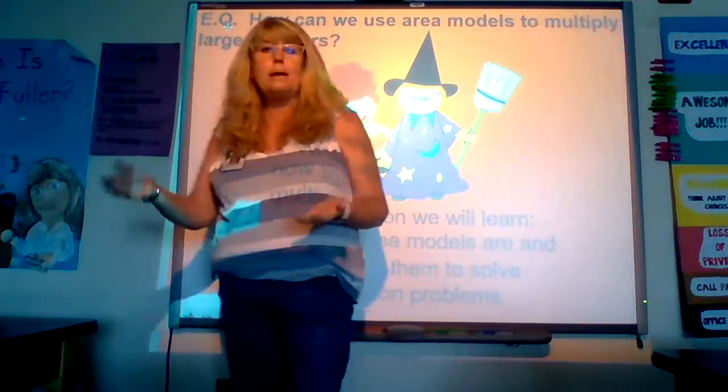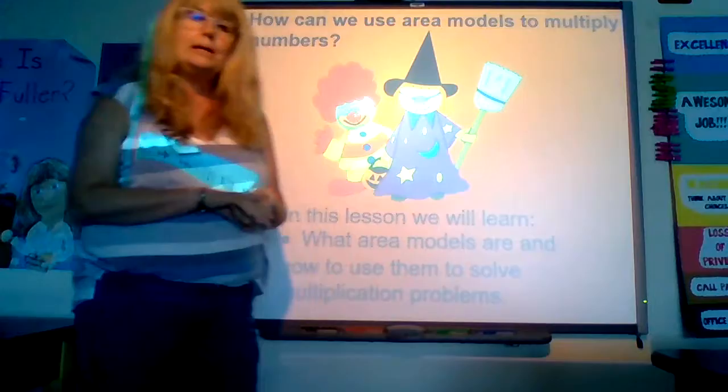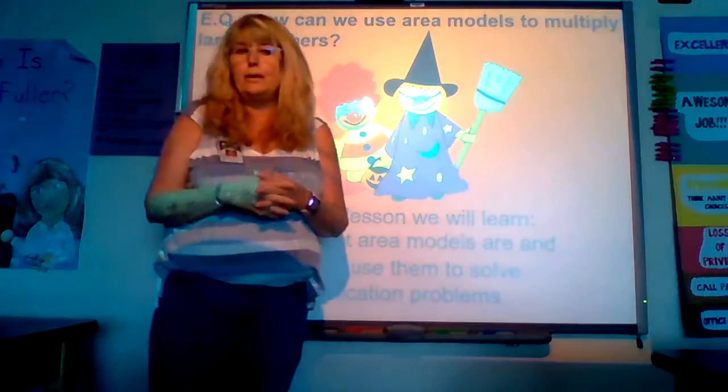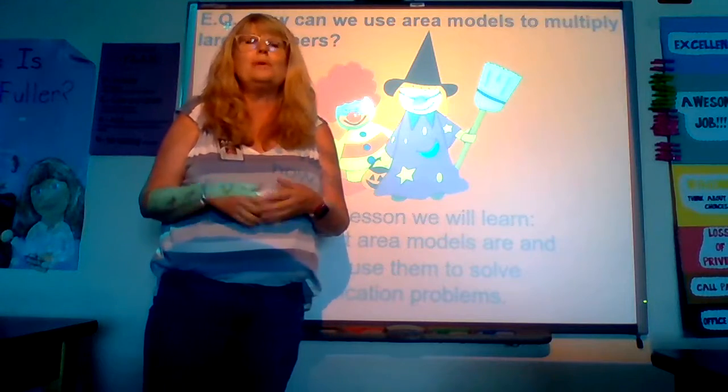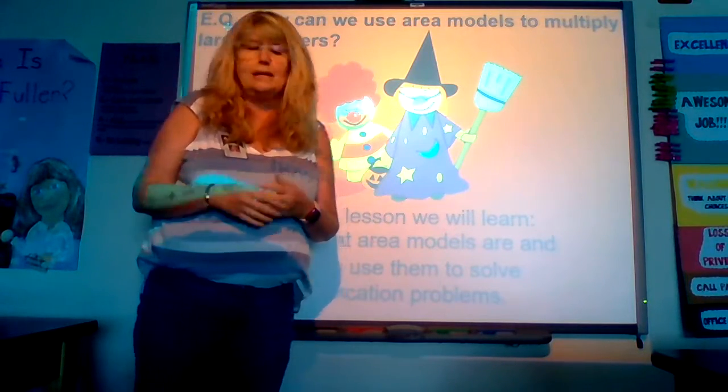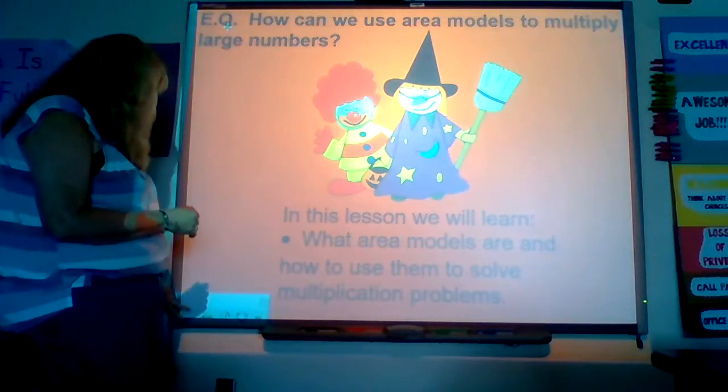We're going to be talking about multiplying a two-digit number by a one-digit number. We're not going to go to the algorithm right away. We're going to do something with area models, and this will help you if you get stuck, as another way to figure out and find the answer. So let's look and see what we have.